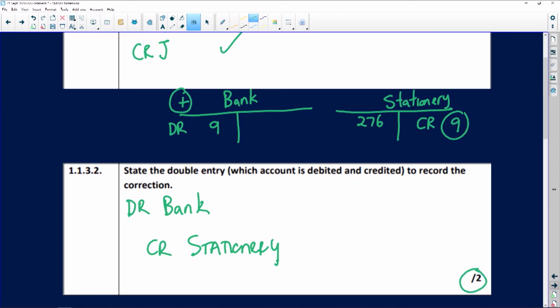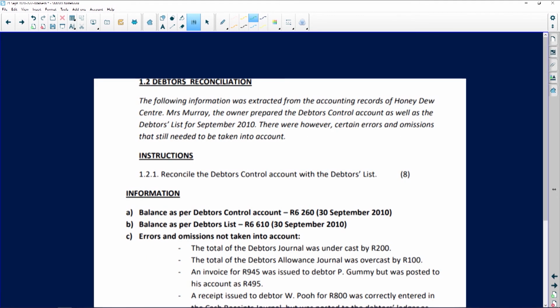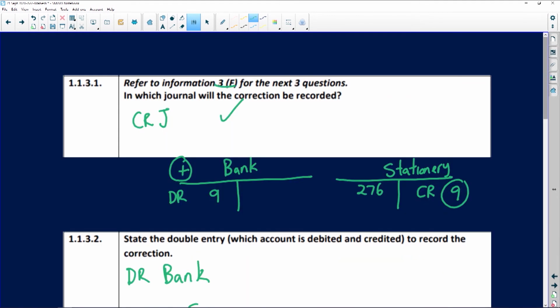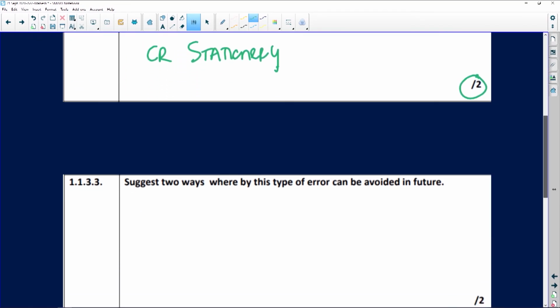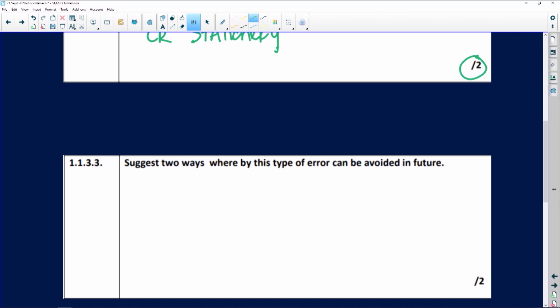Right, so far not difficult, quite straightforward. Right, then the next question, just go back. Okay, the next question, suggest 2 ways whereby this type of error can be avoided in the future. So you guys are probably thinking, but hang on, 9 Rand, not that hectic. I mean, surely the accountant can be forgiven. Yes, but remember guys, if that 9 Rand becomes 9,000 or 90,000 or 9 million, it could be serious problems for the business itself in terms of controlling their cash. So suggest 2 ways in which these type of errors could be corrected.